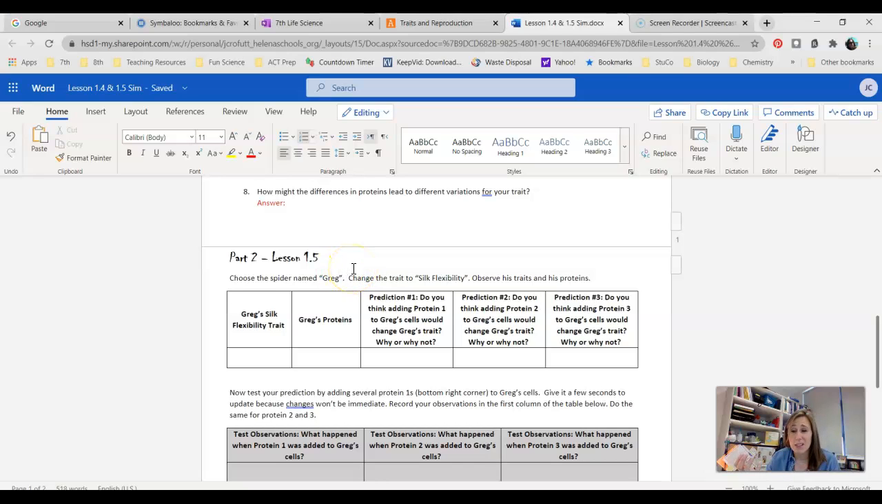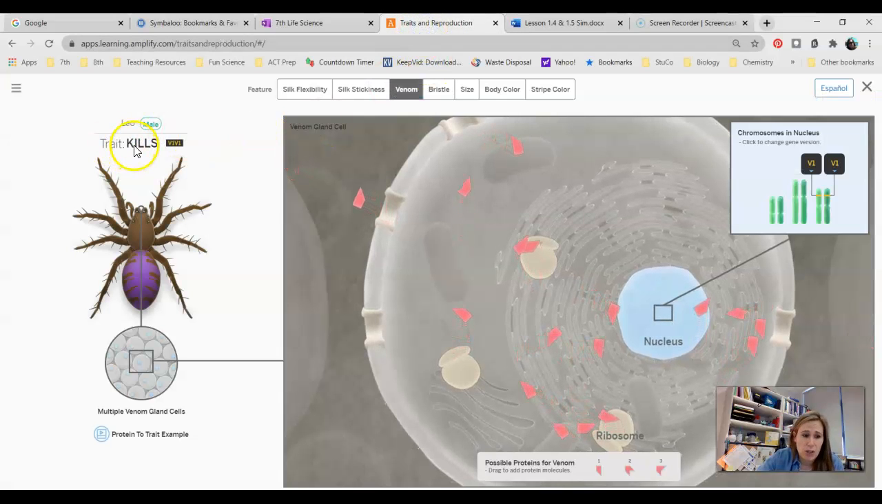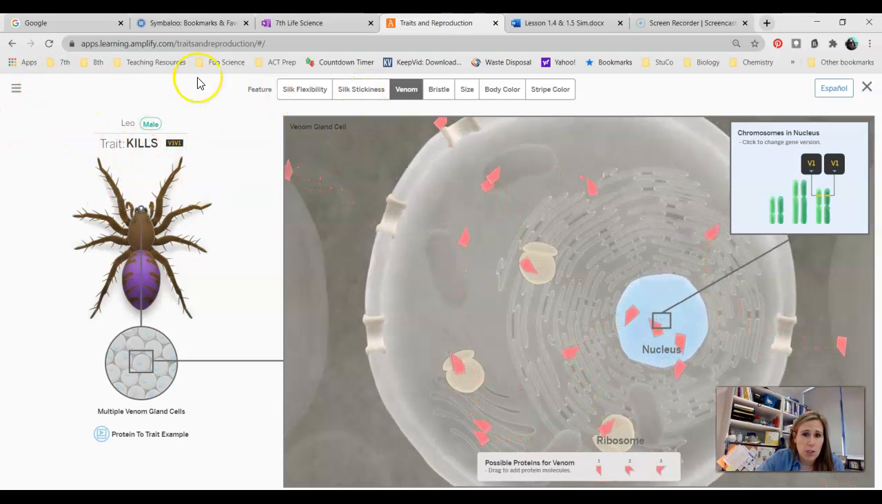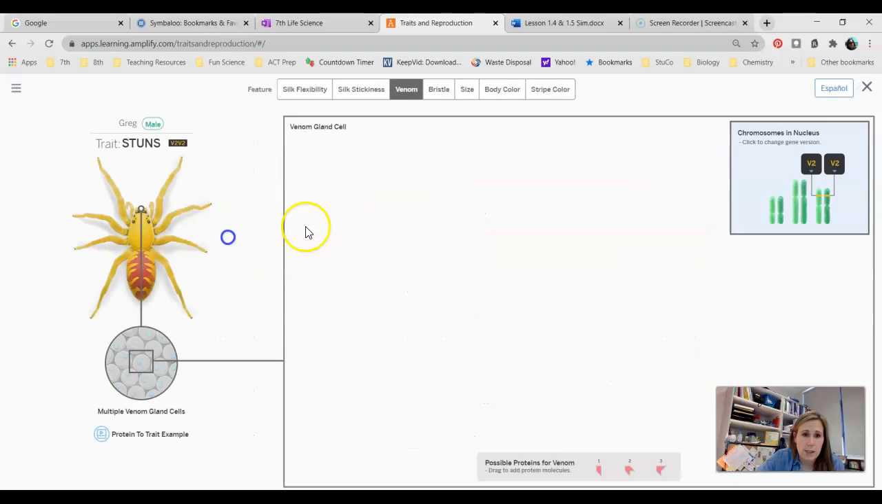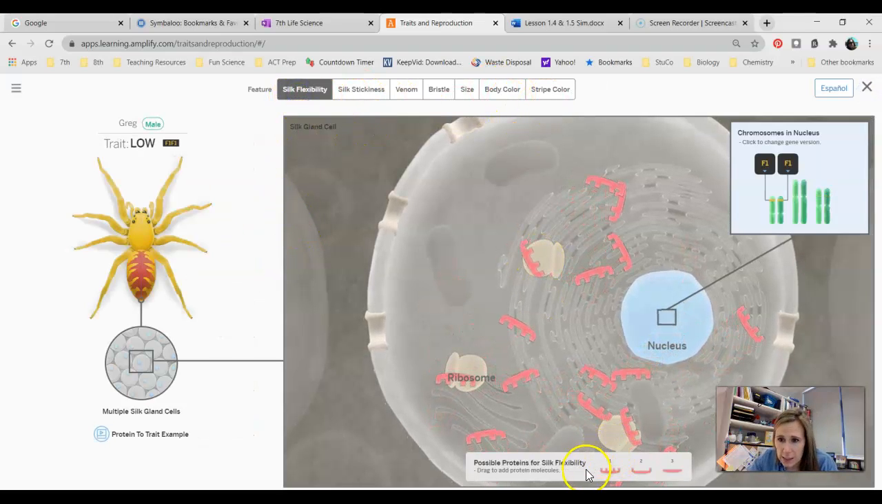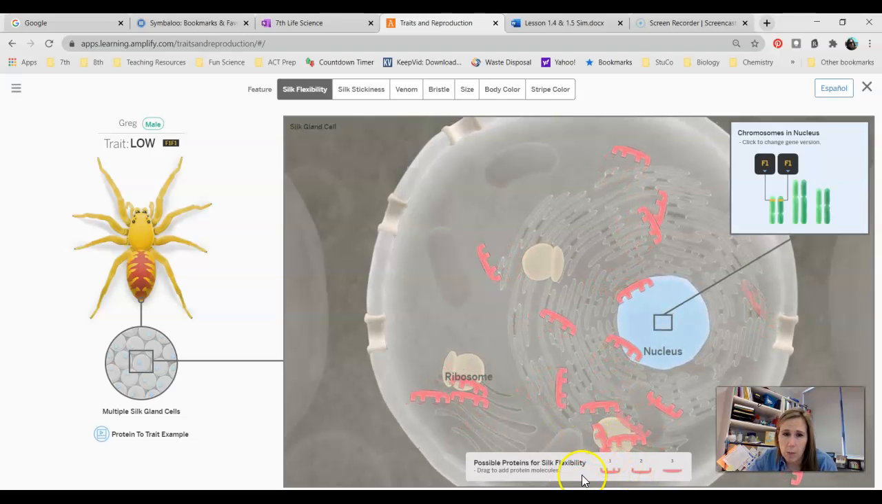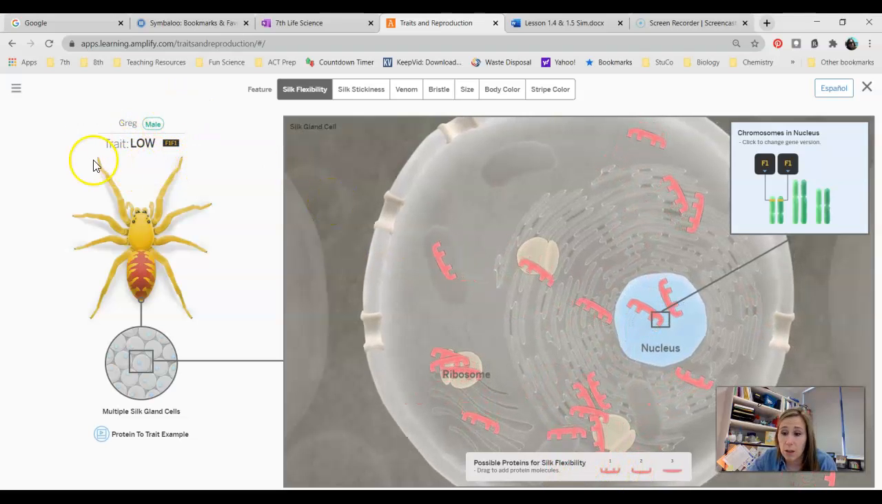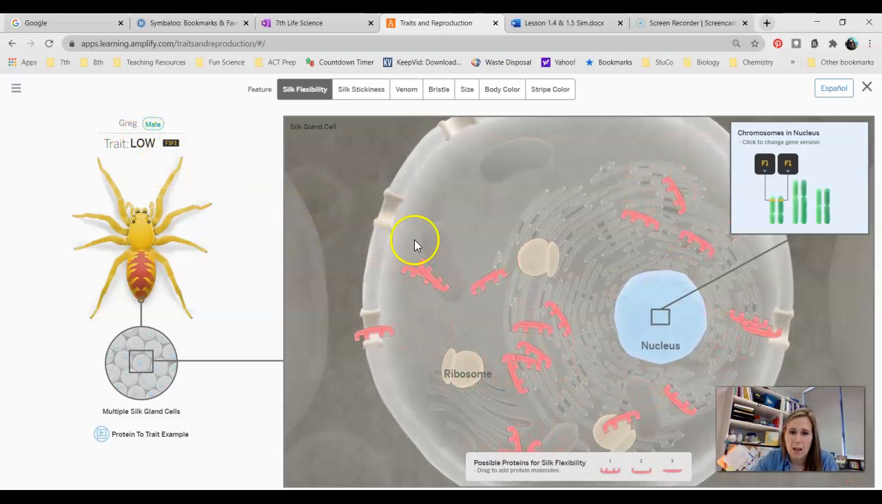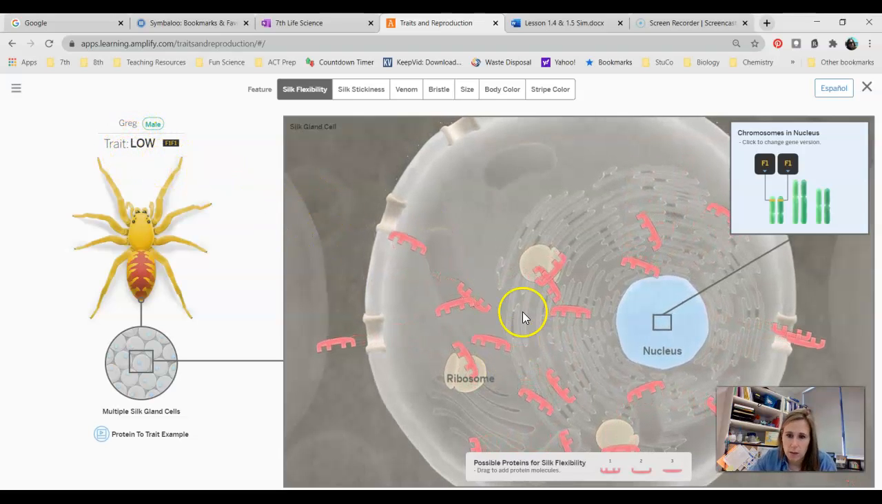So again, there's nothing for you guys to fill out in Amplify 1.5. You're doing it all on here. Same thing, though. Let's talk about if we were to possibly change these variations. So let's go in, and we're going to choose Greg, and we're going to say, all right, Greg has silk flexibility here. We can see he has nothing but protein number 1, so he probably has a pretty low variation for his silk flexibility, so not very flexible silk.